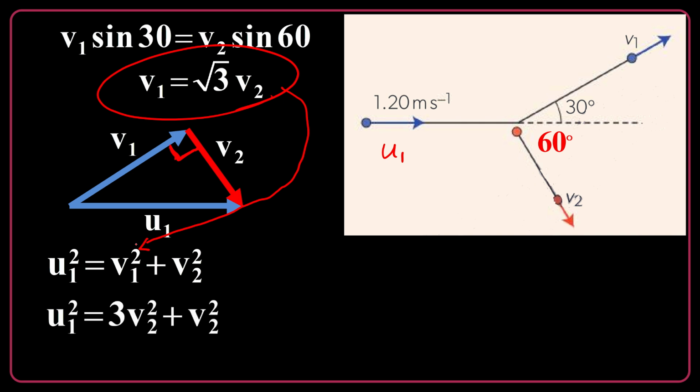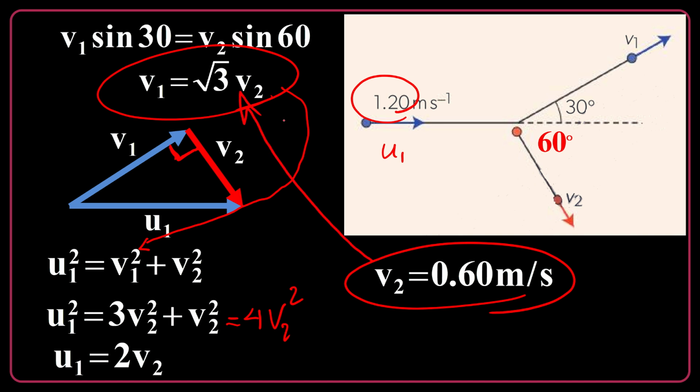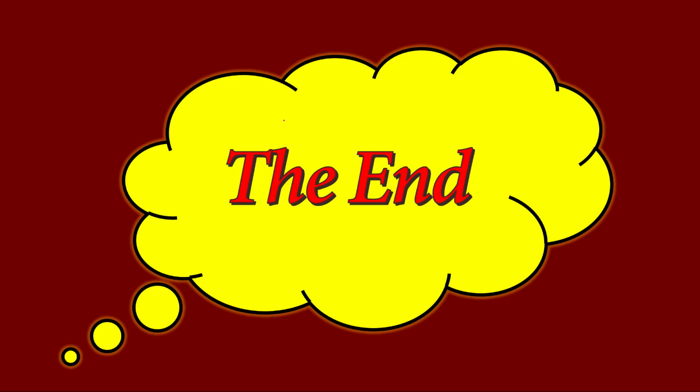And so here I will have 3v2 square plus v2 square. It's going to be 4v2 square. And if I take a square root from both sides, I will have u1 is equal to 2v2. u1 is 1.2, so v2 seems to be a half of 1.2, so it's 0.60. And if I plug in v2 here, I will get v1 for 1.04 meter per second. That's all.